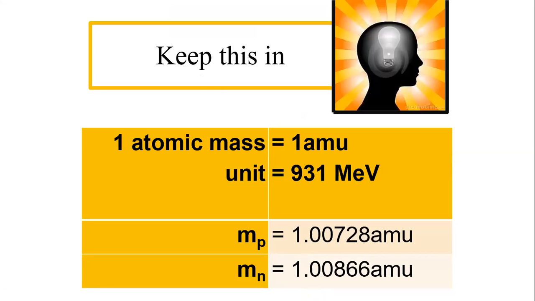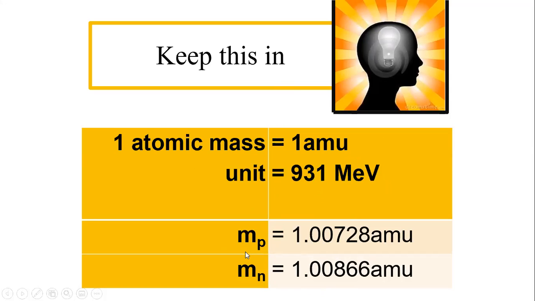First, you will have to memorize certain terms or points which are related to binding energy. In your previous class, that is first year, you learned that the mass of an element is expressed in terms of atomic mass unit. One atomic mass unit is written simply as AMU, and 1 AMU is equal to 931 mega electron volts. So you will have to memorize that 1 AMU is equal to 931 MeV.